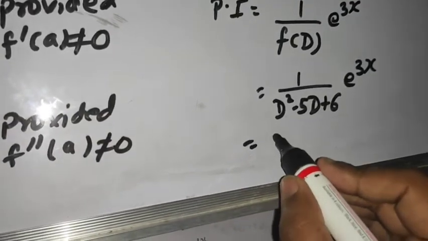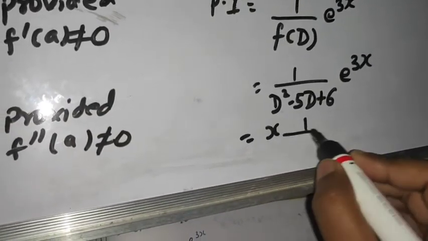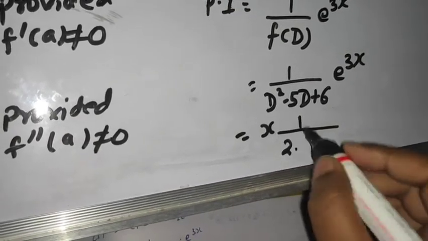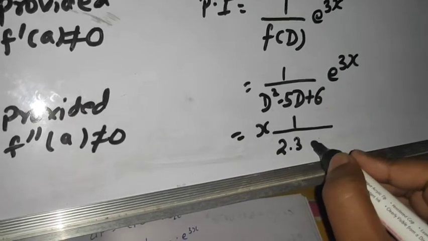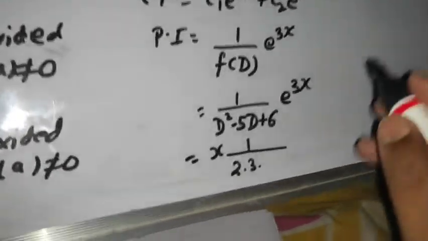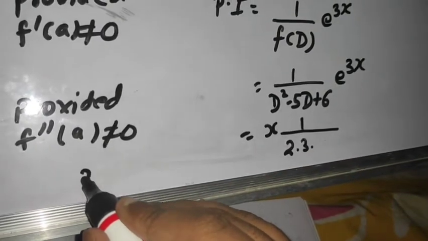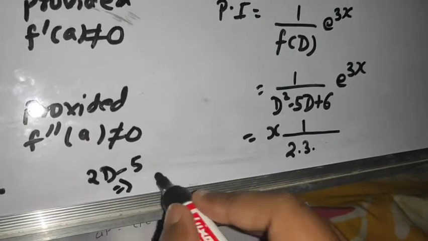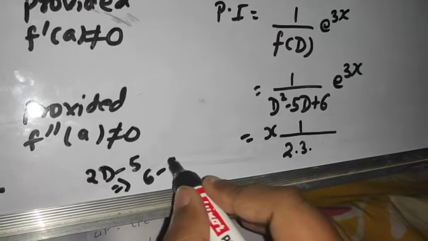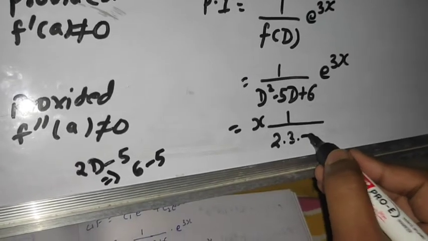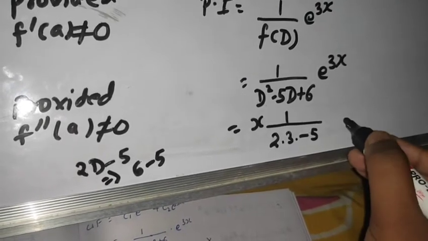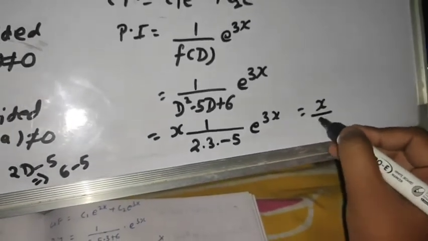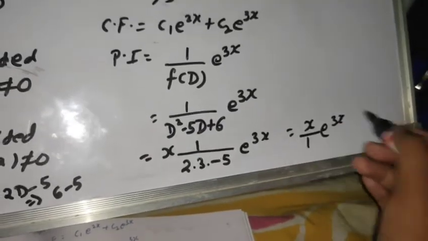So what you do is multiply by x and differentiate the denominator. You are getting 2D minus 5. Now in place of D put a, and check whether it is equal to 0 or not. So you are getting 6 minus 5, which is 1. This time it's fine. So you are getting x by 1, e power 3x, as your particular integral.